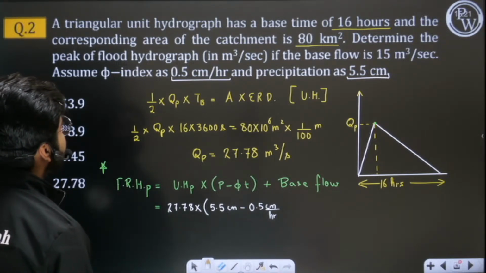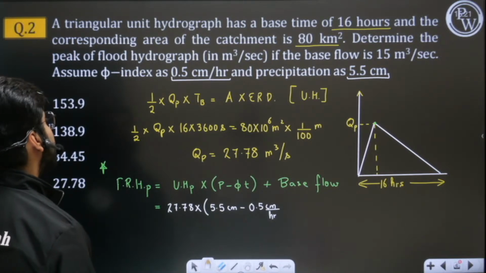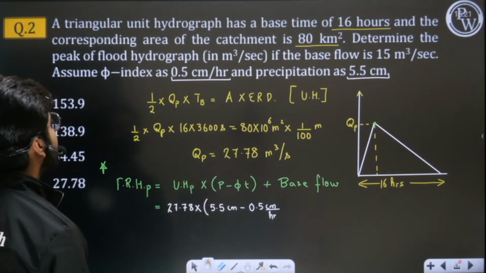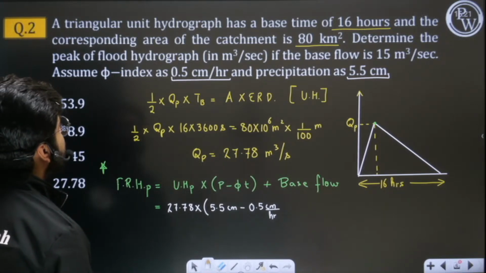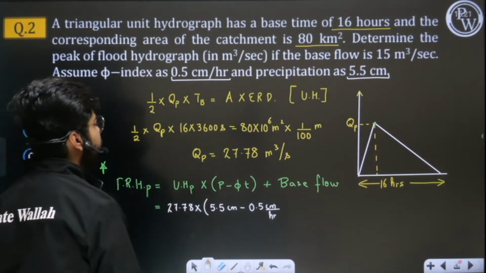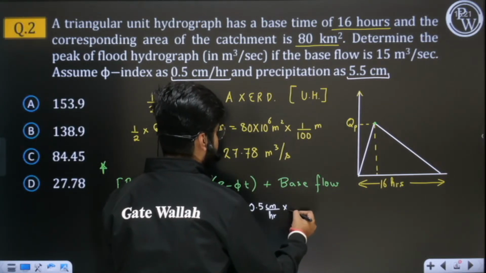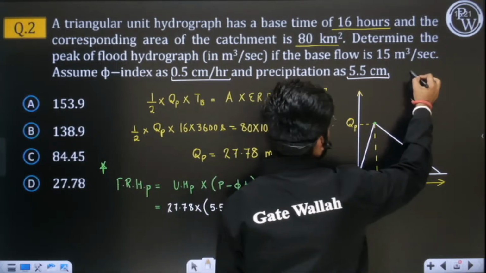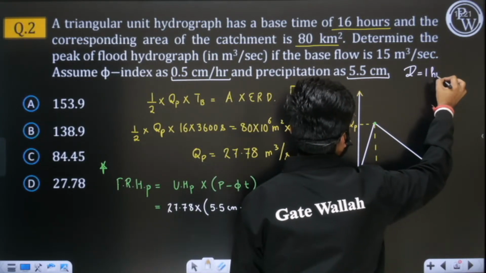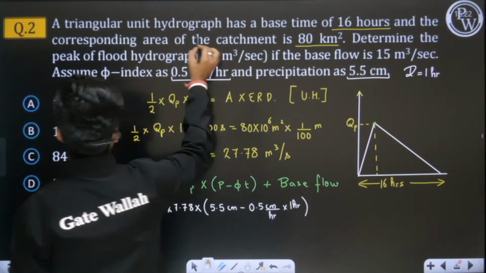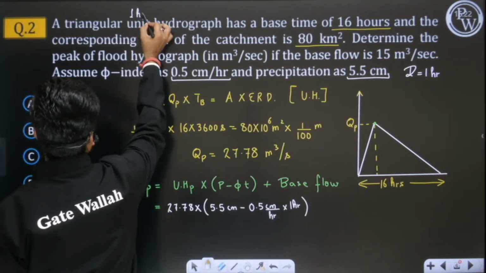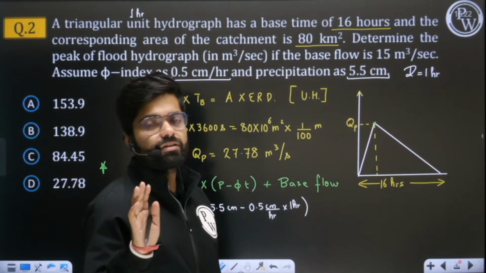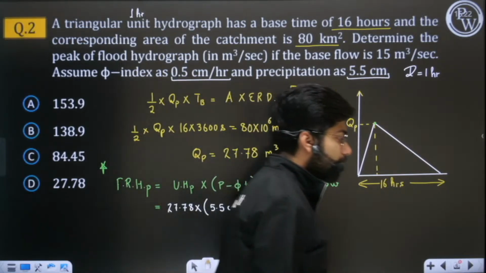Duration of rainfall they have not mentioned. Triangular 1 hour unit hydrograph should be there. It is not given. Let us take it as 1 hour. Otherwise duration should be mentioned here. Duration of rainfall should be mentioned, or at least they should have mentioned here that it is a 1 hour unit hydrograph. Then from reading 1 hour unit hydrograph, I will understand that duration of rainfall is 1 hour only. Okay.